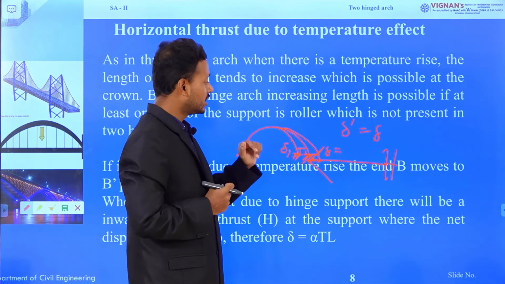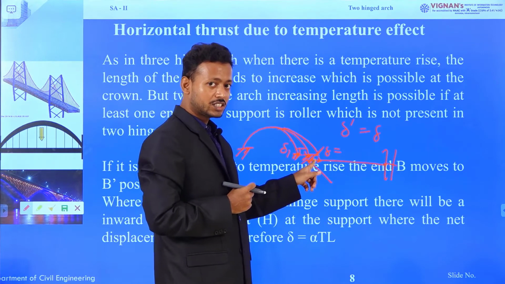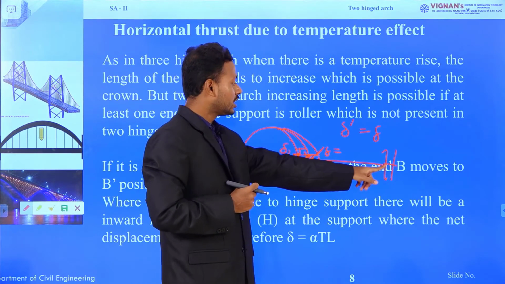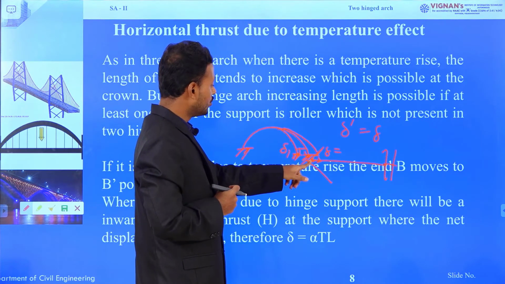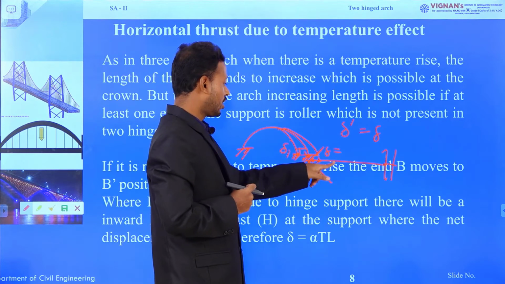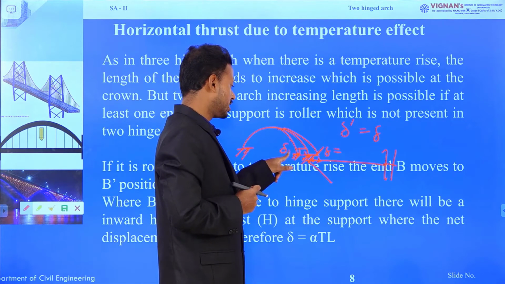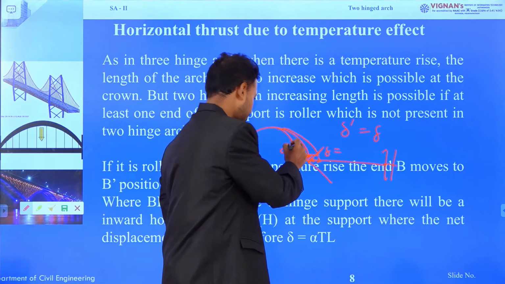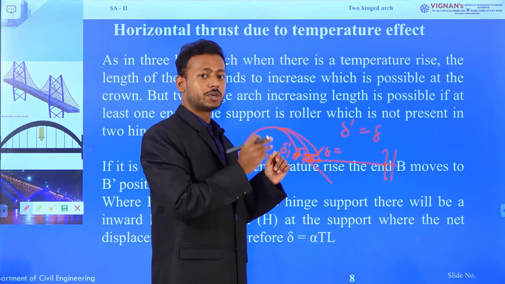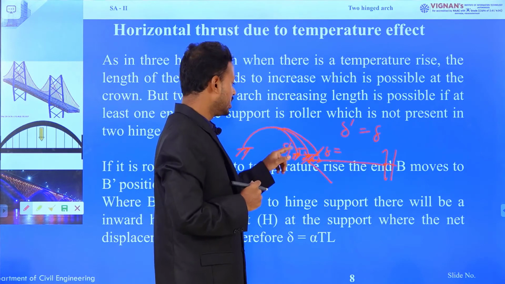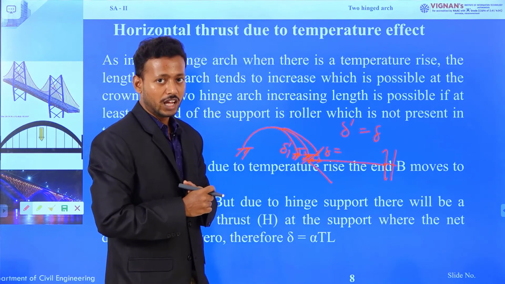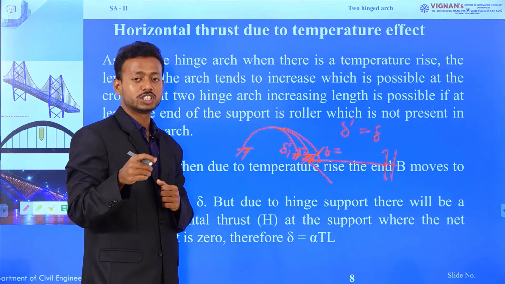On the other hand, as there is a horizontal thrust, the support cannot move, therefore the horizontal thrust will try to move the arch support in the inward direction. Due to the horizontal thrust, the inward displacement is delta dash. Now, as the supports cannot move with respect to the other support, delta dash and delta will be equal. That means the relative displacement of either support with respect to the other is 0.